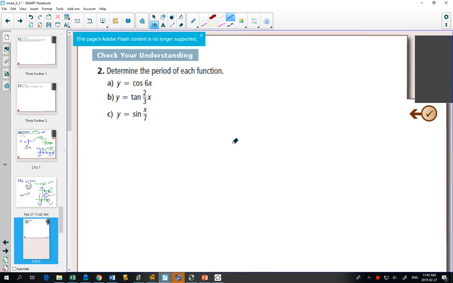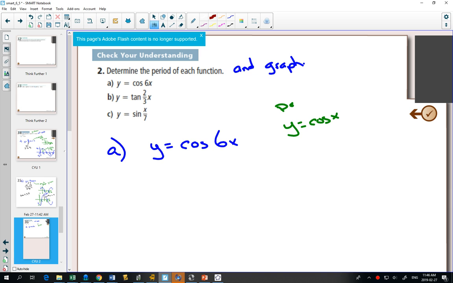Just like example 1, we are going to also graph each of these. So starting with A, y equals cos of 6x, we once again recognize our parent graph. Just like when we did transformations, we need to know what our parent graph looks like. So your parent graph, we quickly draw cos from 1 to -1.